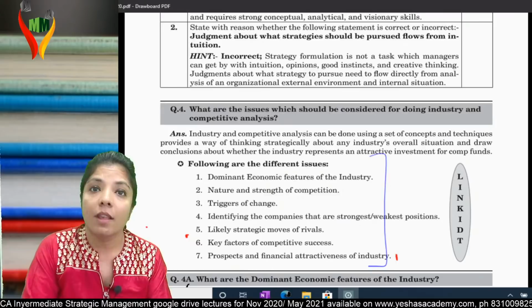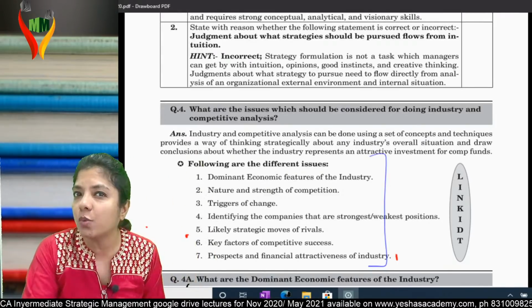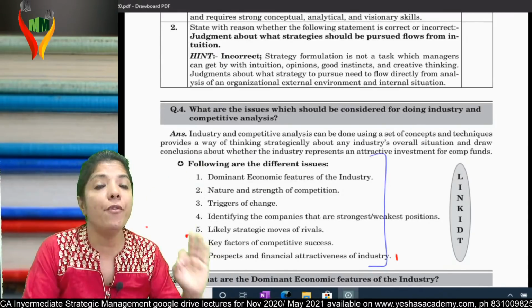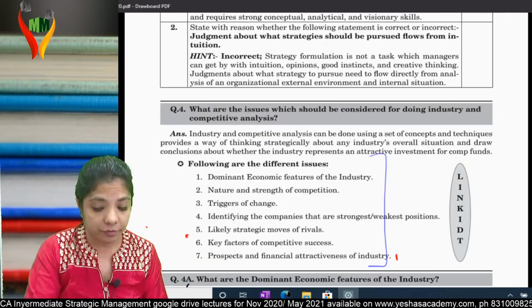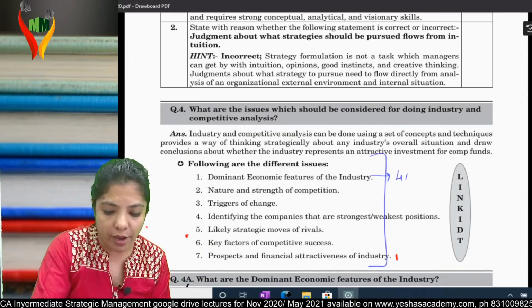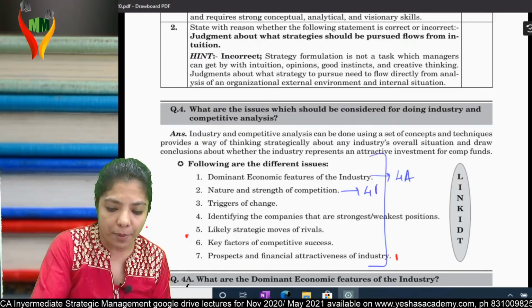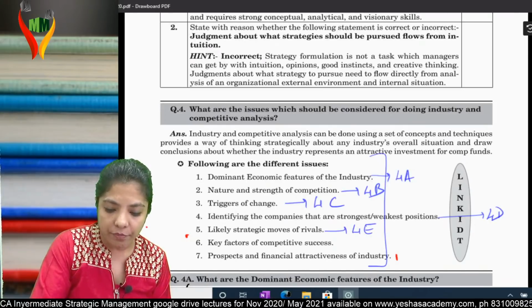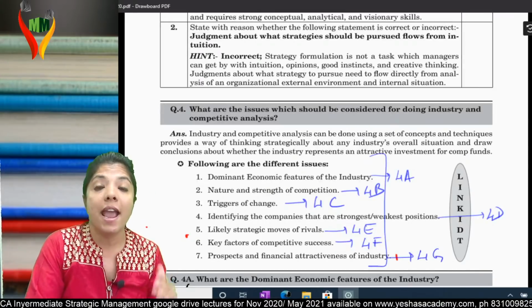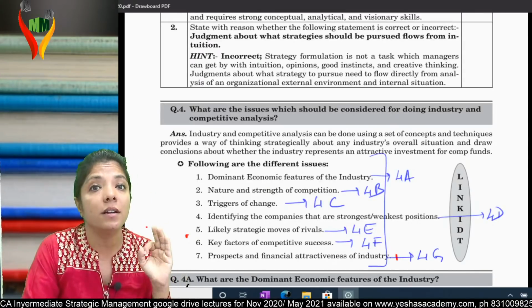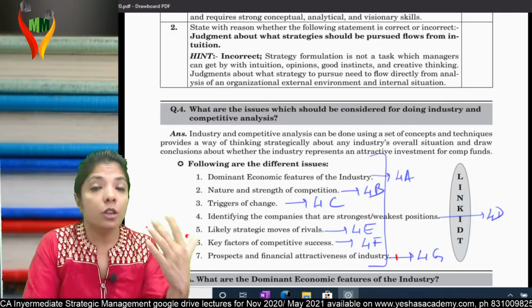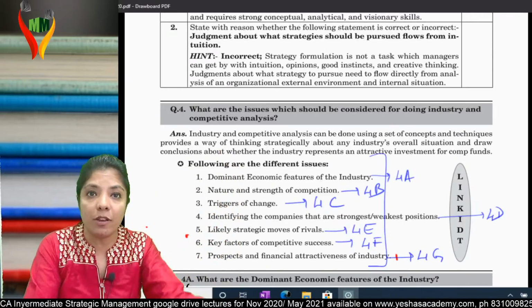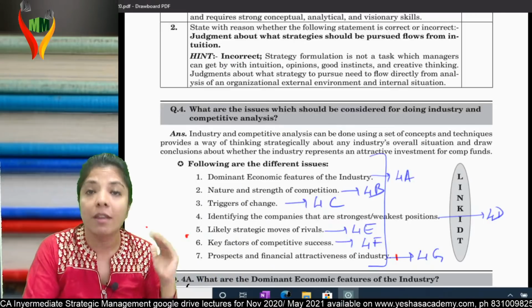I hope you're with me. Now you must be thinking, ma'am, only 7 issues, just heading. No. Every issue has a question. 1 is for A, 2 is for B, 3 is for C, 4 is for D, 5 is for E, 6 is for F, and 7 is for G. Every issue has a question. So we will be reading one issue and we will be going to one question.